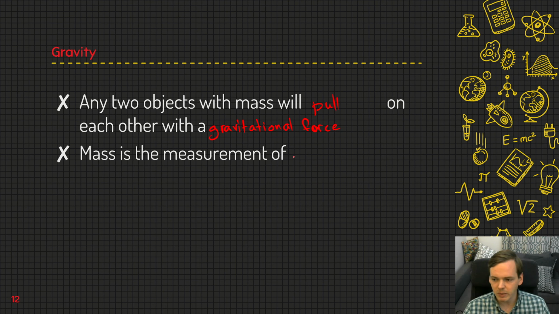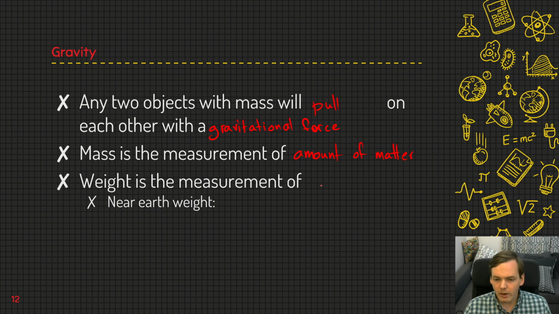Mass is the measurement of the amount of matter in an object. We've already briefly discussed it, but it's just how much stuff is there, how much physical stuff exists in this object. Whereas weight is the measurement of the gravitational pull on an object. So something with more mass will also have more weight because it's pulled harder by the Earth.